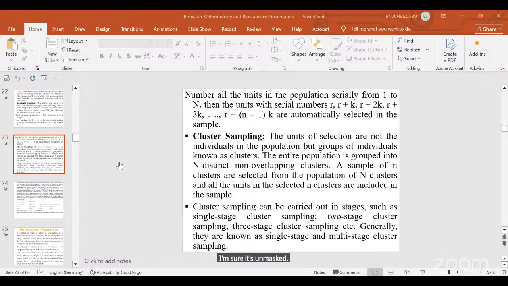There is a major advantage of non-probability sampling techniques. All of these techniques I have mentioned have one common advantage. And what is the common advantage? It is easy, very simple to go by. I hope you understood. This is the common advantage of non-probability sampling techniques. All of them are very easy, very simple to go by.